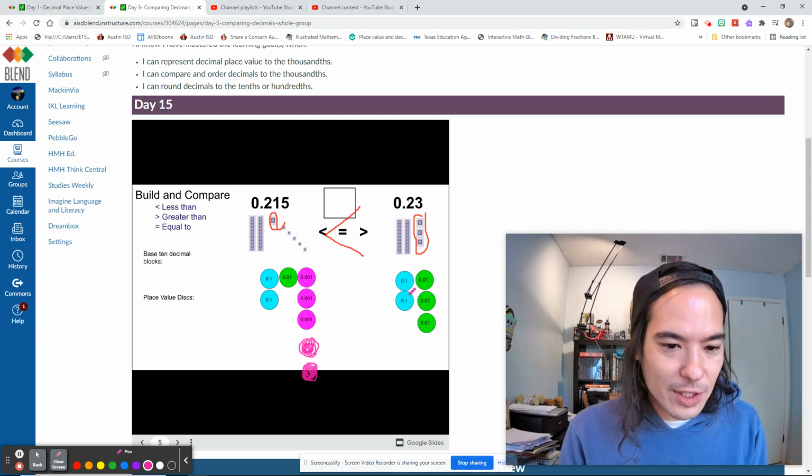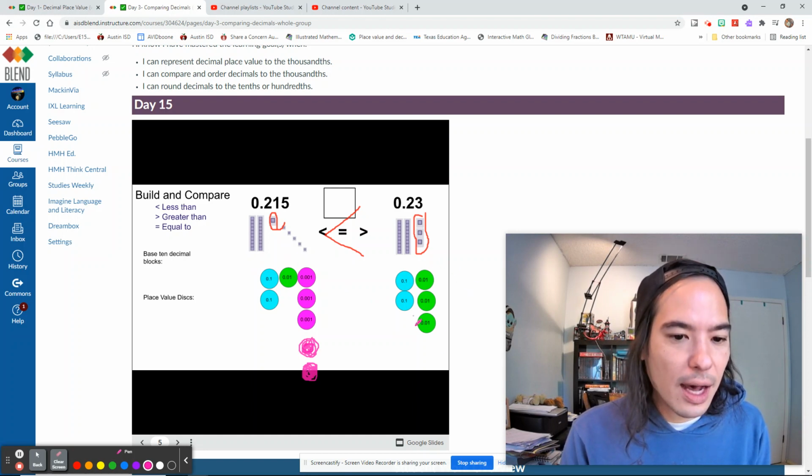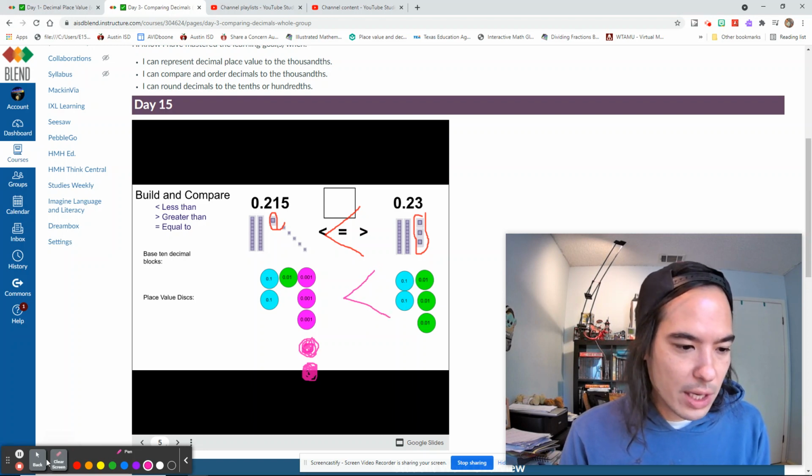All right, so we have 2 tenths discs, 1 hundredth disc, and 5 thousandths discs. And then over here we have 2 tenths discs and 3 hundredths discs. So we cannot tell which one's bigger from looking at the tenths discs because they both have 2. But we can tell which one is bigger by looking at the hundredths discs because there's 1 over here and there are 3 over here. So once again, that shows us which one is bigger.